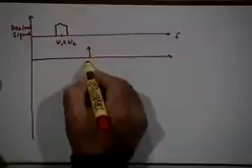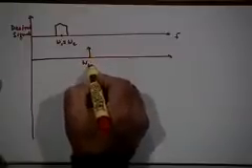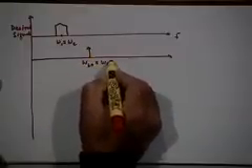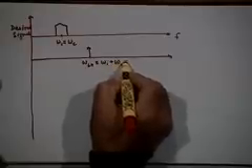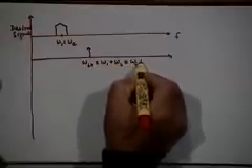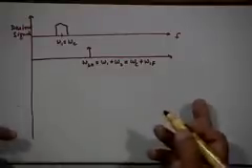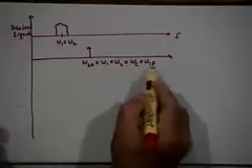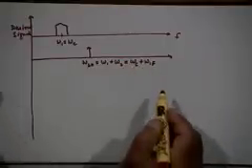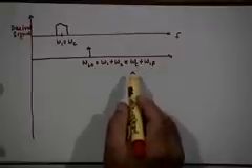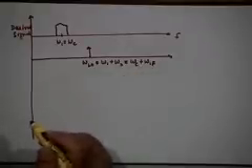Your omega LO will be omega 1 plus omega 2, which is basically omega C plus omega IF. It could be minus also. Omega C minus omega IF is also permissible, but we will see whether plus is better or minus is better in a few minutes.